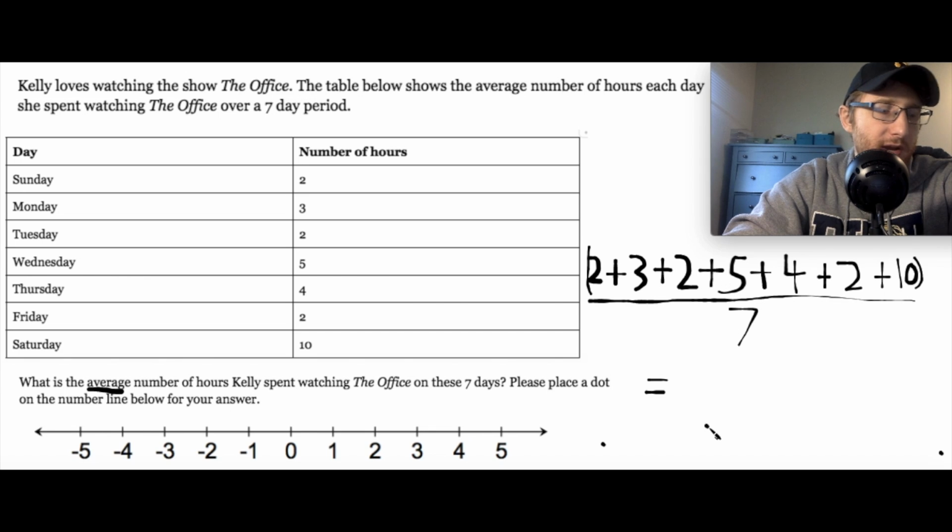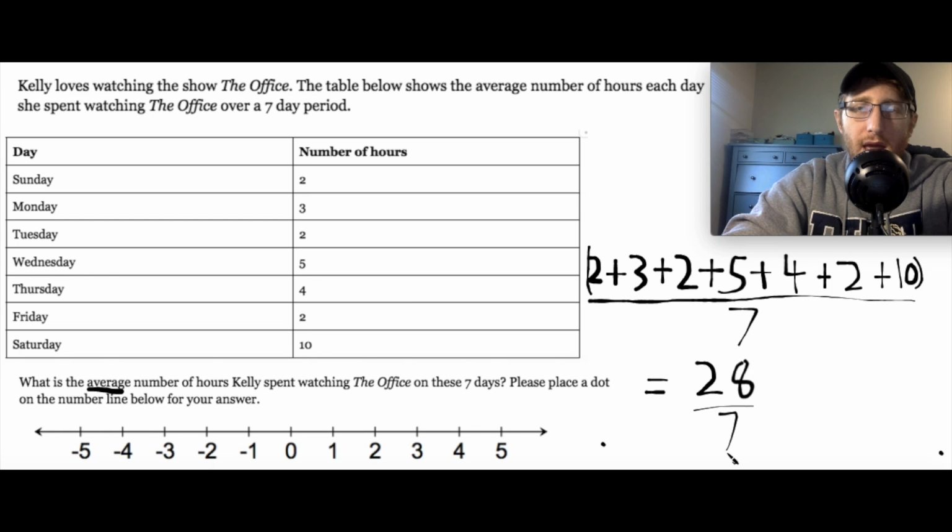And if we want to simplify this, all the numbers up here add up to 28. So we would have 28 over 7, and this equals 4. So the dot would go on the 4 about right here. So 4 is the correct answer here.